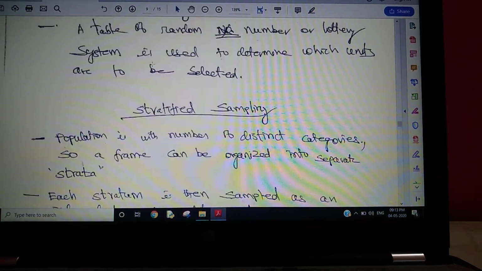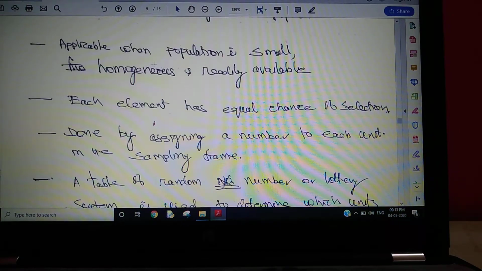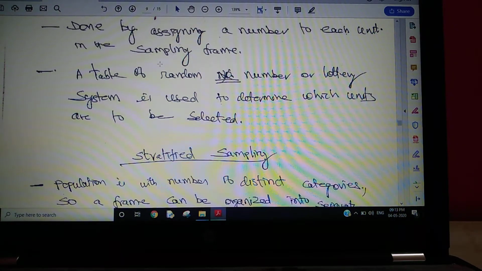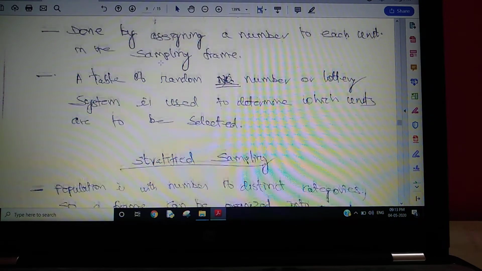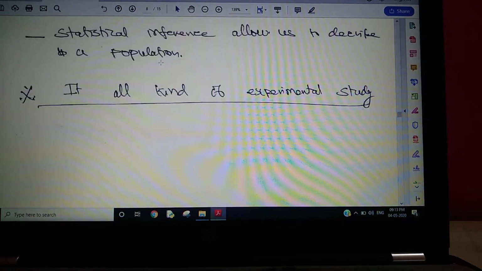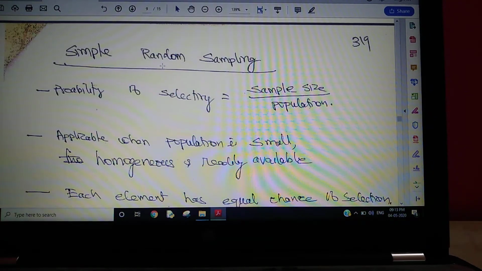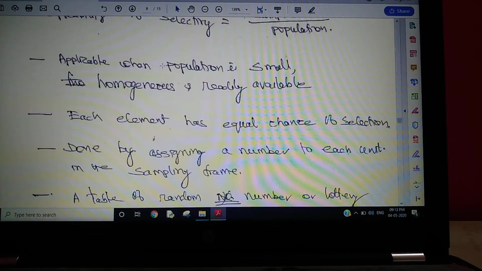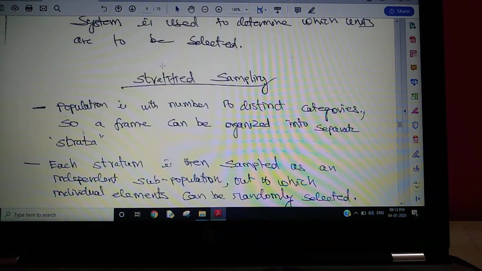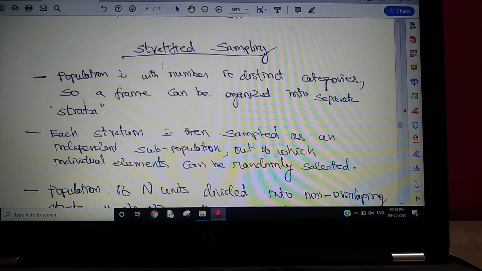Welcome friends. In the earlier video we discussed sampling. Under that, probability sampling and non-probability sampling. Under non-probability sampling we discussed convenience, judgmental, quota and snowball sampling. And in probability sampling we also looked into simple random sampling. Then we follow with the remaining one, stratified sampling.